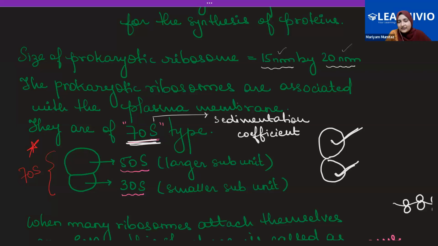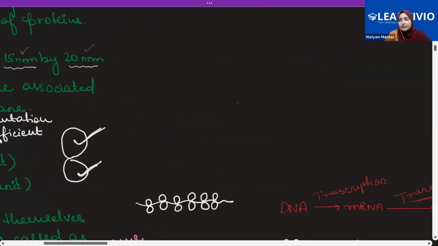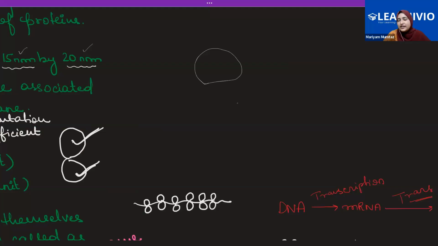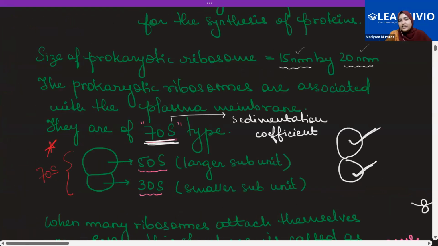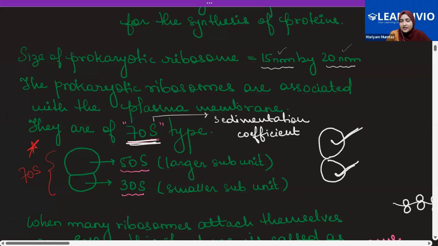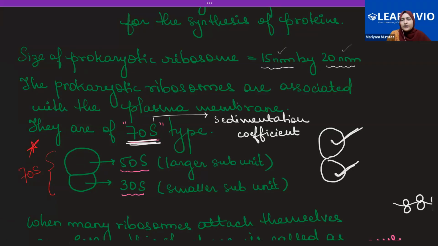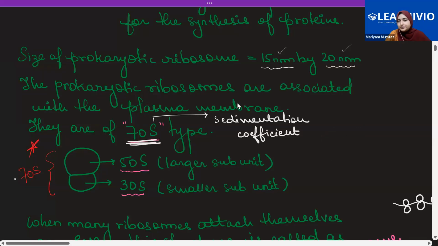And amongst that 70S, if you make a structure of a ribosome, there is a bigger unit, which is called the large subunit, and then there is the smaller subunit. The ribosome looks like this. The larger subunit is 50S type, and the smaller subunit is 30S type. And altogether, it is 70S. Now, don't add them, because that's never going to come to the conclusion. But remember that 70S is the general type of the prokaryotic ribosome. Individually, the 50S is the larger subunit and the 30S is the smaller subunit.